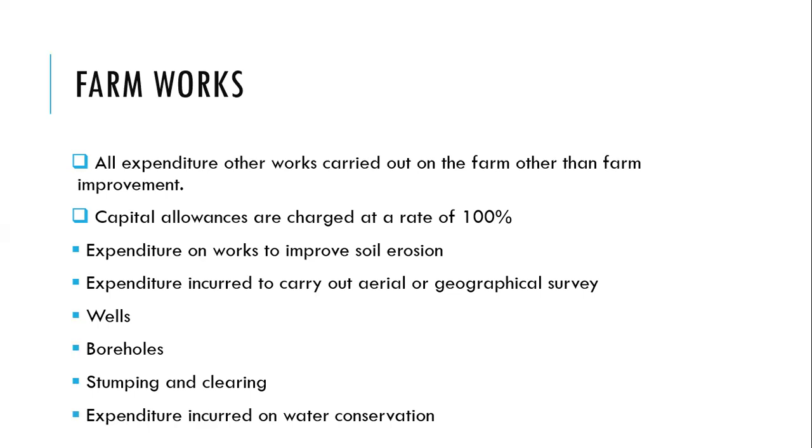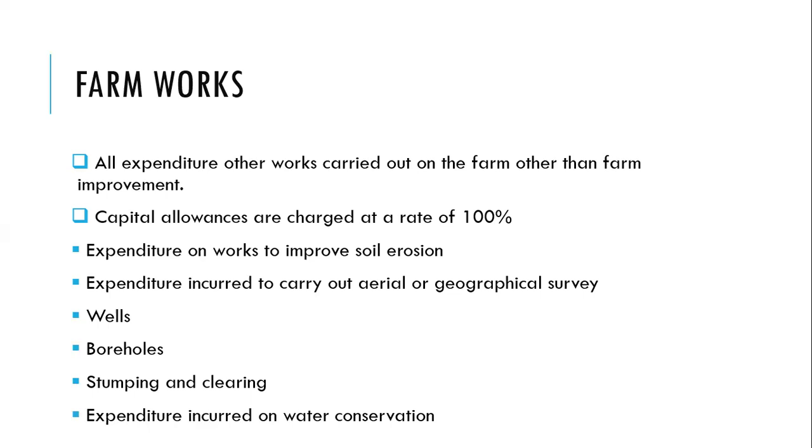So you have to be very careful. You read the requirements very well so that you're able to understand and remember. So even when you're calculating the capital allowance, because both farm improvements and farm works are charged at 100%, the examiner is going to give you marks based on you making a distinction.